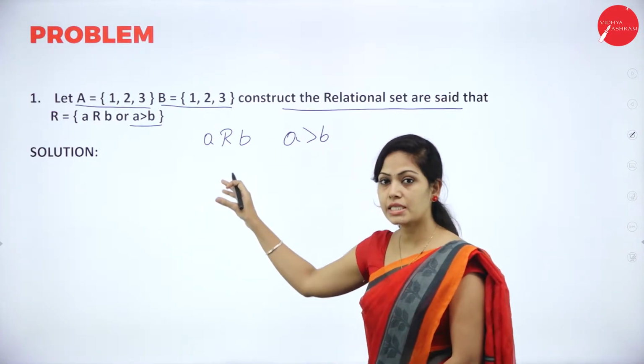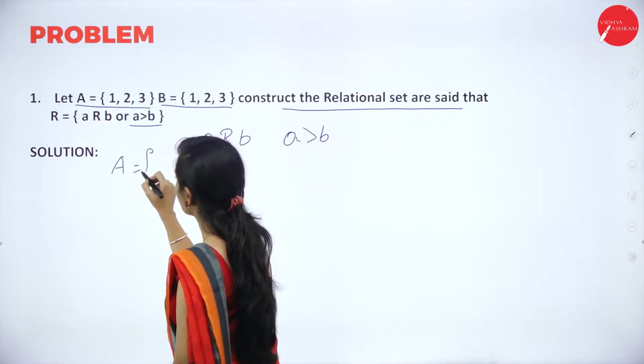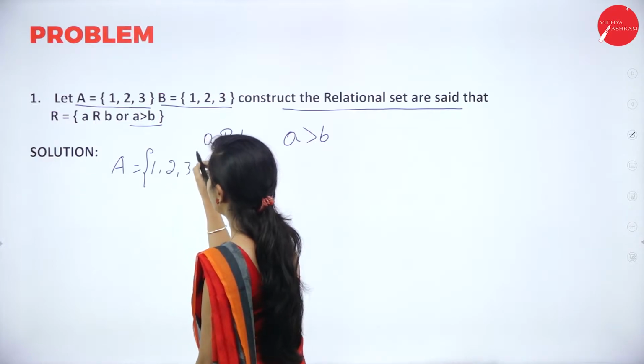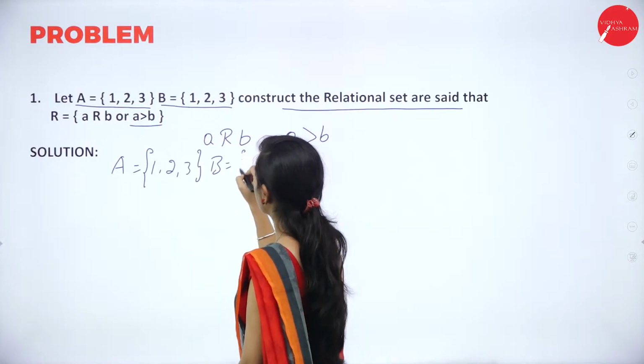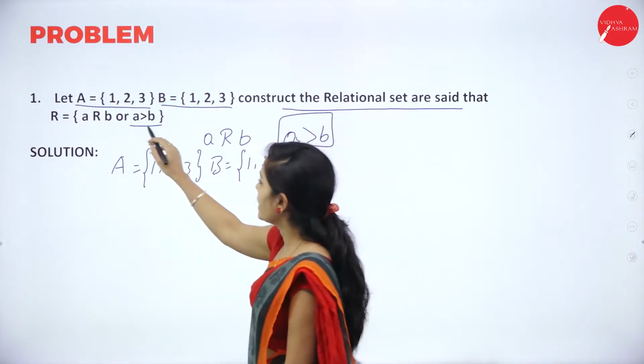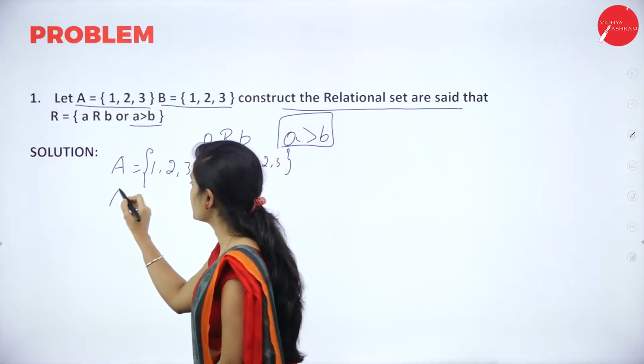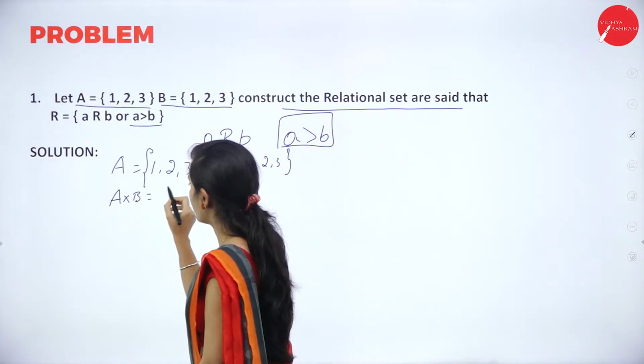So how to construct this relation? First write the given set elements. A is equal to 1, 2, 3 and B is equal to 1, 2, 3. So for finding A is greater than B, first you need to find the Cartesian product. So what is A cross B? First find out A cross B.